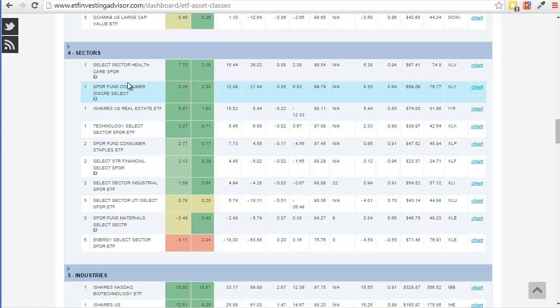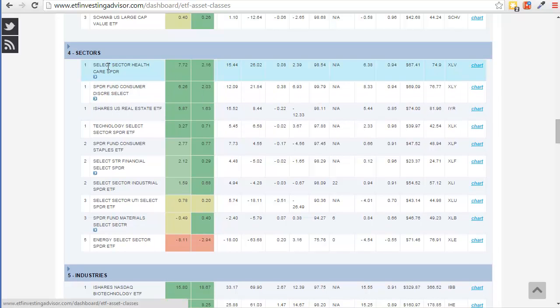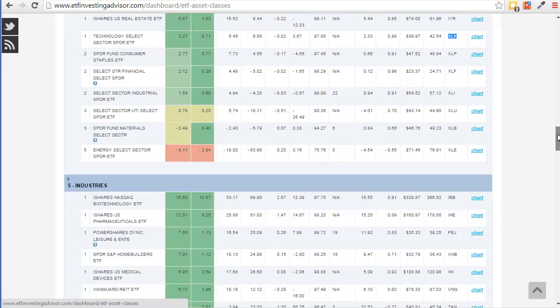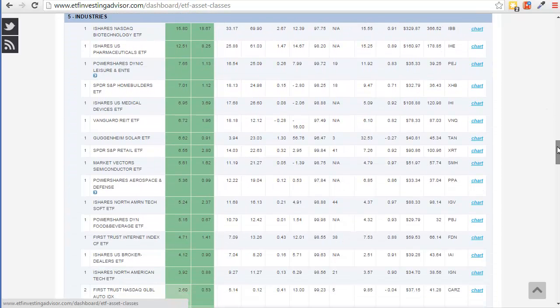Now, what about sectors? The same thing works here. We can see the health sector is very strong, consumer discretionary is strong, real estate is strong, and technology is strong. These are 4 very solid areas, and again, if you're interested, you've got symbols right here: XLK, XLY, XLV. These are very popular ETFs. These are actually Spiders. Going into industries, what's strong on the industries? Lots of strength, right? From biotech to pharma, home builders, medical devices, REITs, solar.